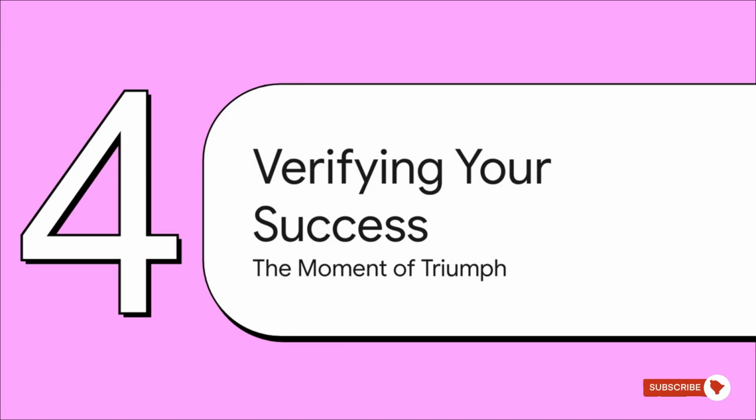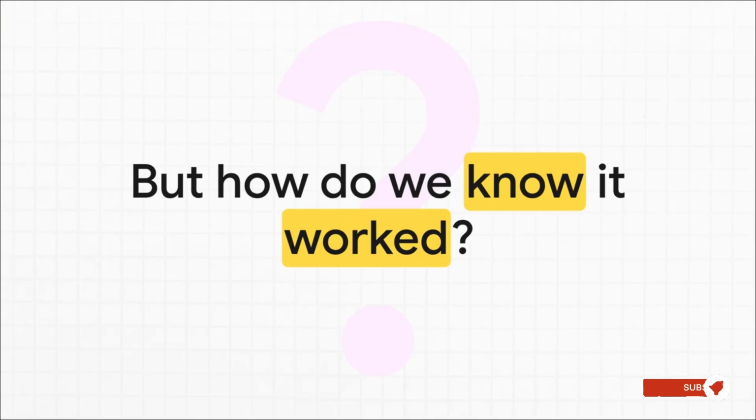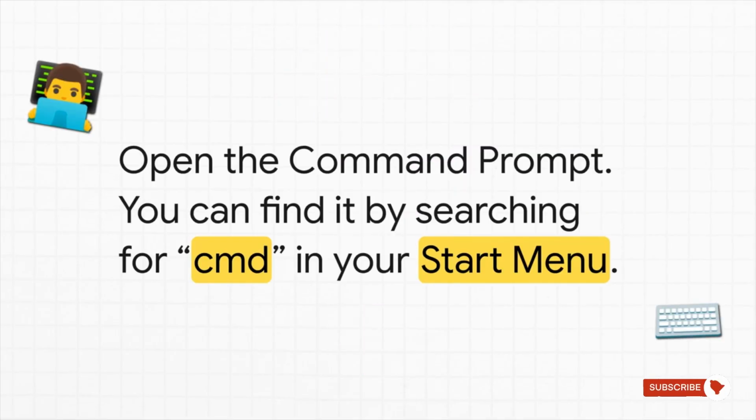So, the installer said everything went great, but how do we really know it worked? Let's do one final quick check to be absolutely 100% sure. Right? We need a way to actually ask our computer, hey, is Java there? Can you see it? And lucky for us, there's a super simple command that does exactly that. To do this, we're going to use a little tool called the command prompt. Just go to your Start menu and type in CMD. You should see the command prompt app pop right up. Go ahead and open it.